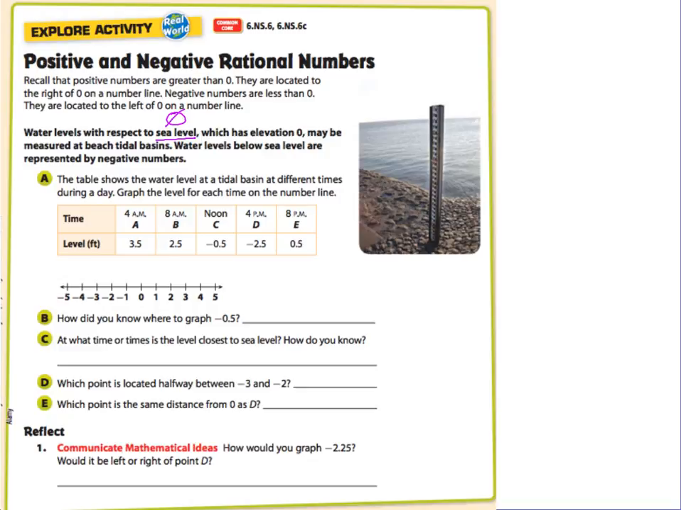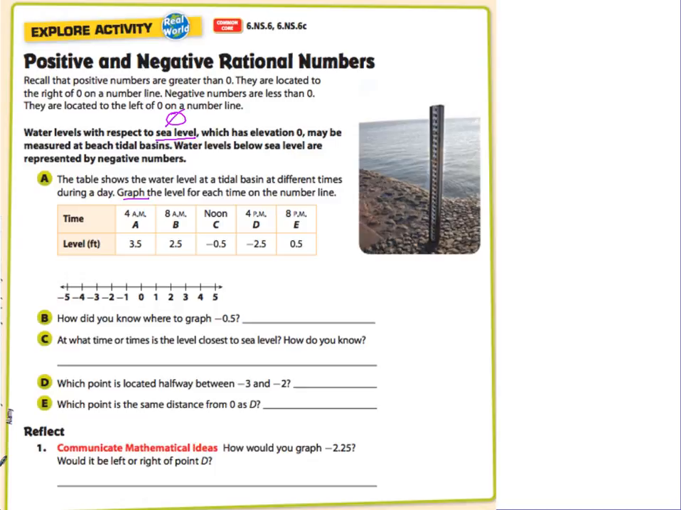Okay, and it tells us in the next part that it may be measured at beach tidal basins. Water levels below sea level are represented by negative numbers. Okay, so then we know that anything that is above sea level is listed as a positive number. So the table shows the water level at a tidal basin at different times during the day, and we're going to graph the level for each time on the number line.